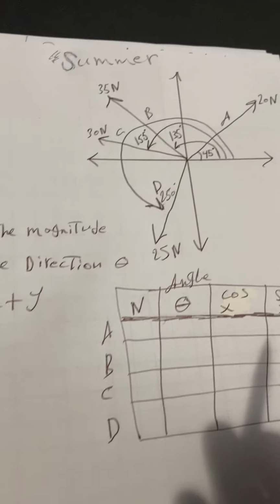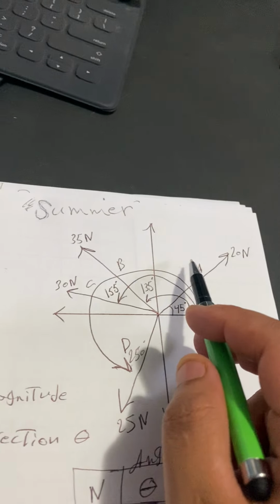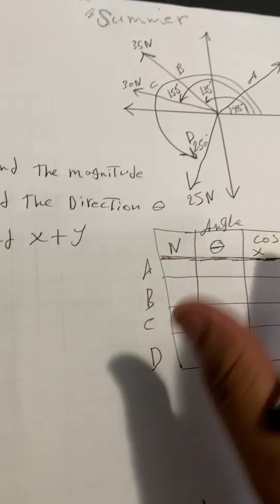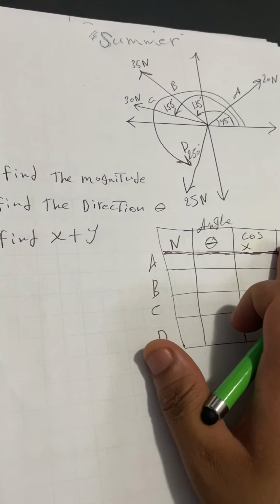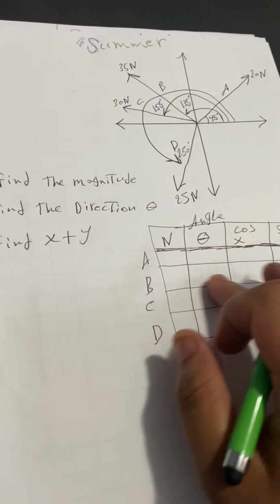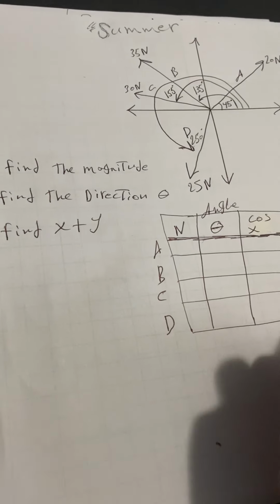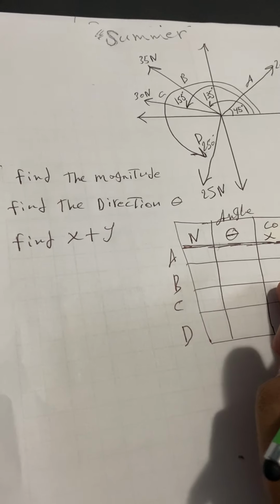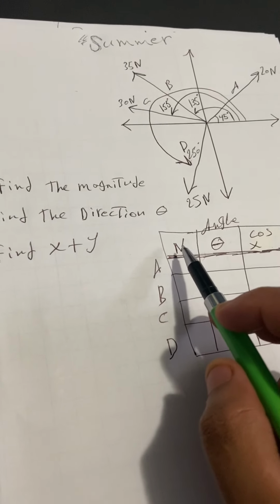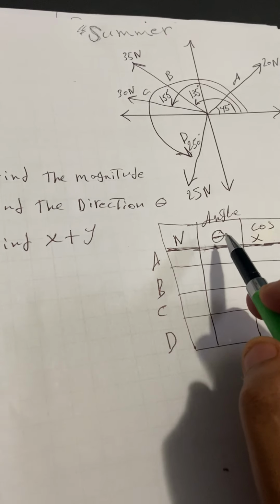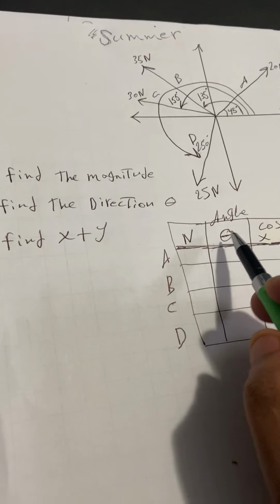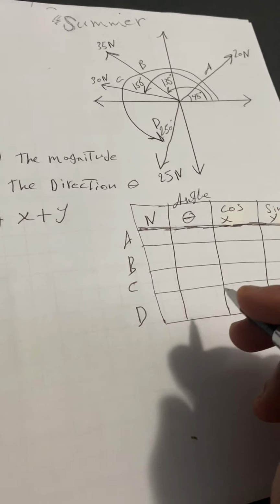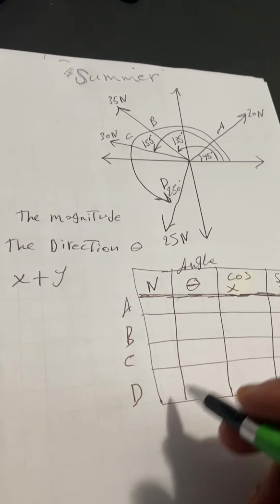This is A, and it represents A and B and C and D. You can use another method to solve this problem, but I use this method, the chart for sine and cosine. It's very clear, easy to use, and easy to solve. I put the Newton here, this is the angle in degrees, this is the x, the cosine, and the sine is y. We're going to fill up this chart.